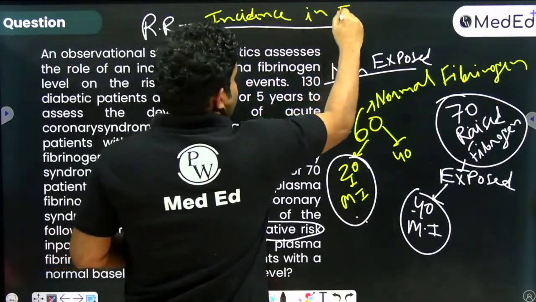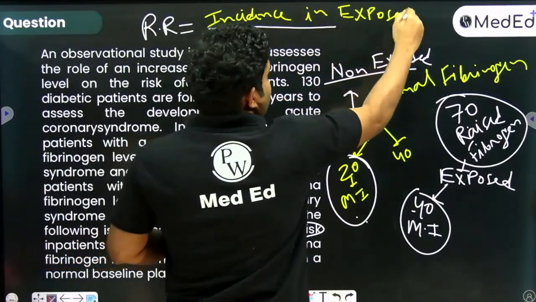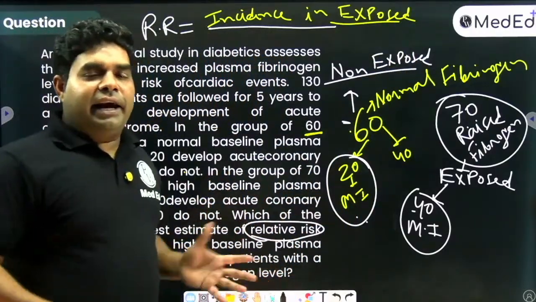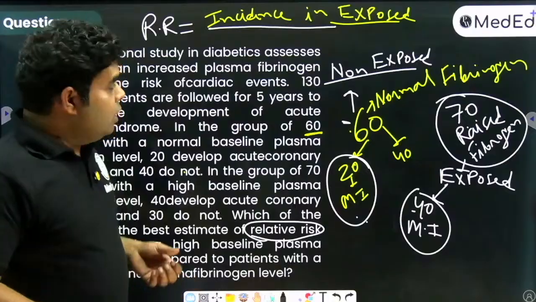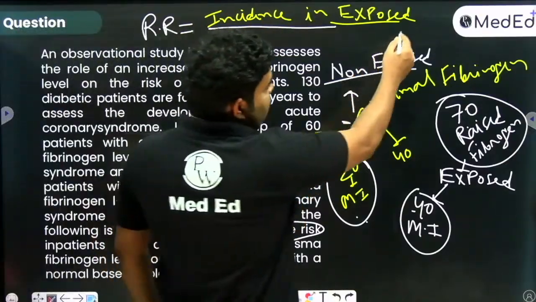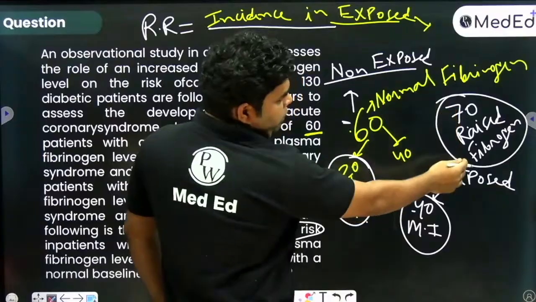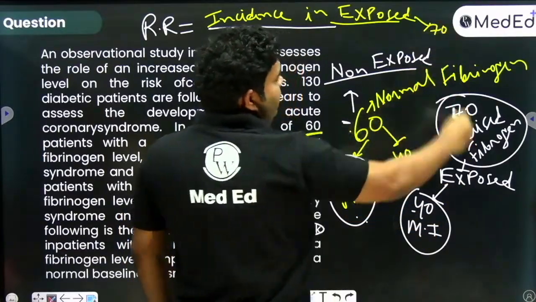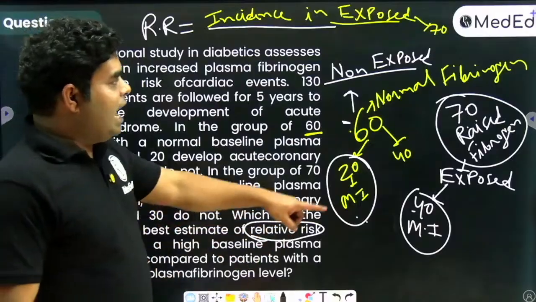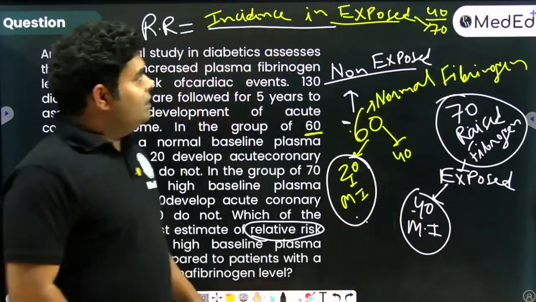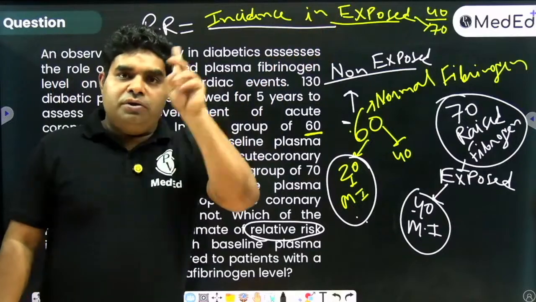Incidence in exposed. Exposed means people who have the risk factor present, something wrong in them, and out of them how many got a heart attack. So how many were exposed? In total, how many people had raised fibrinogen? 70 were exposed, and out of 70 exposed, how many have a heart attack? 40. So 40 by 70, this is incidence in exposed.